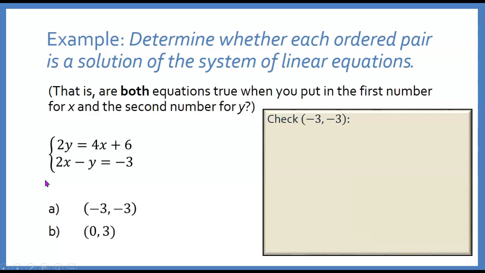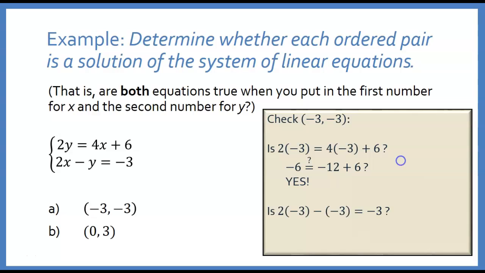So to check negative 3, negative 3 to see whether or not it's a solution to the system, first equation, if we put negative 3 for x and negative 3 for y, is the equation true? Is 2 times negative 3 equal to 4 times negative 3 plus 6? Well, let's see. 2 times negative 3 would be negative 6. 4 times negative 3 would be negative 12. Is negative 6 equal to negative 12 plus positive 6? Yes, it is. Okay, so that works in the first equation.